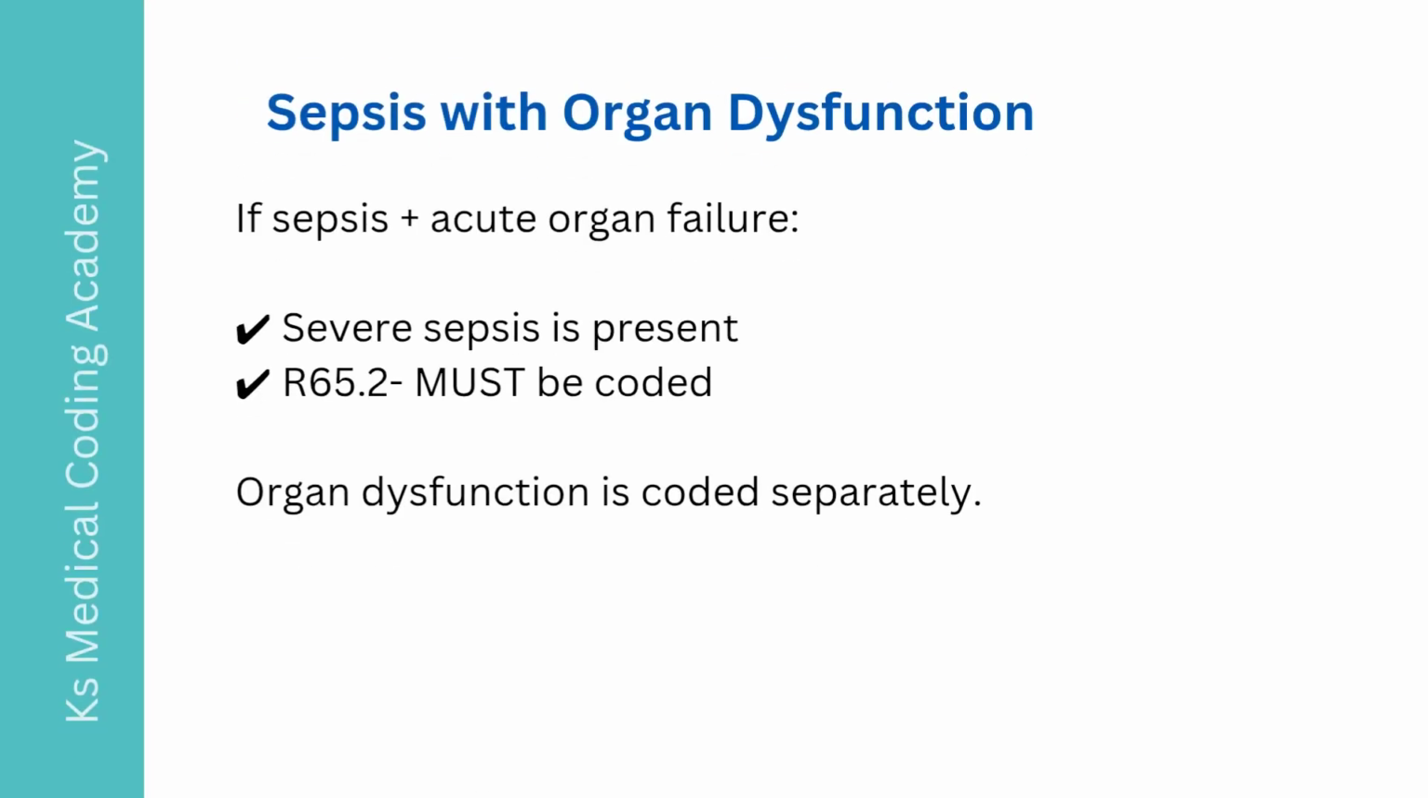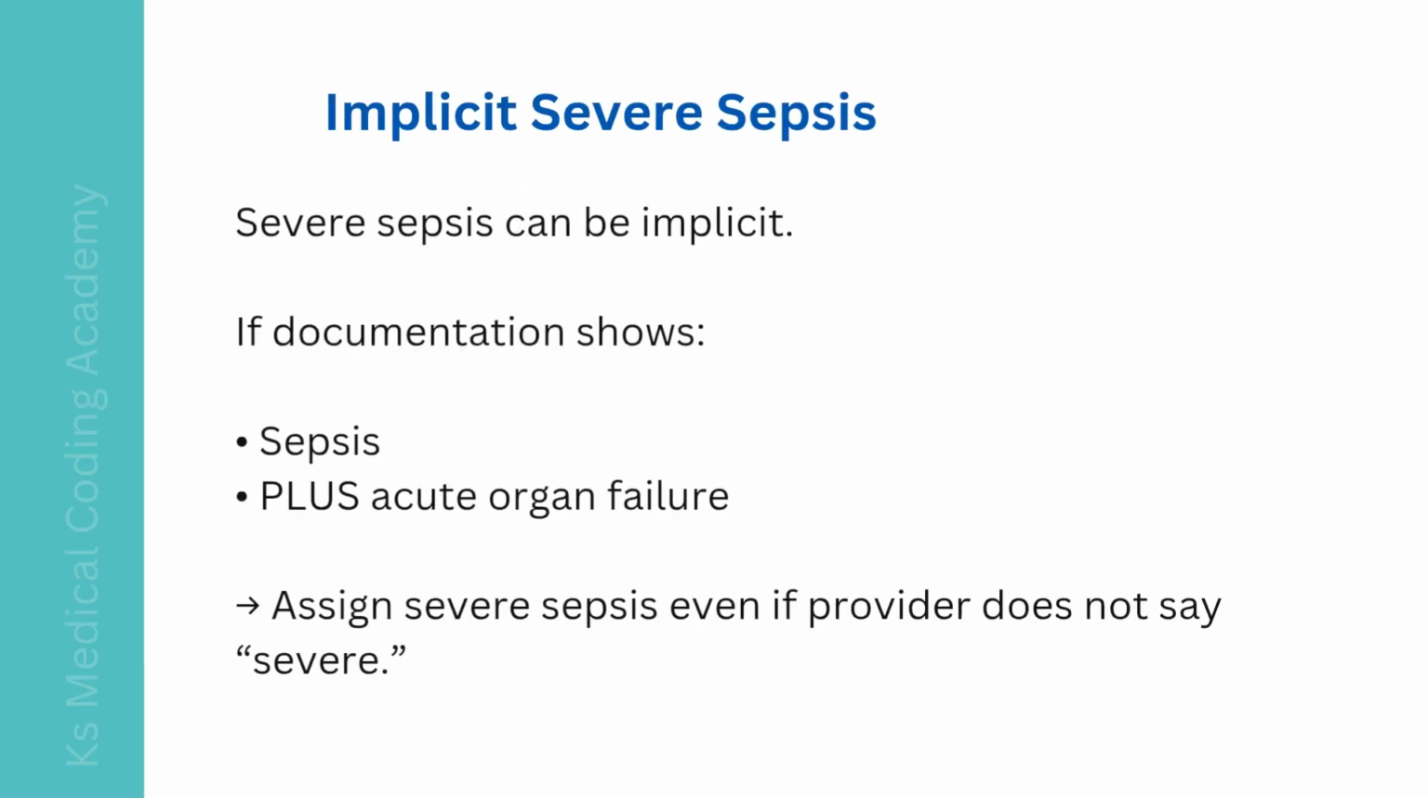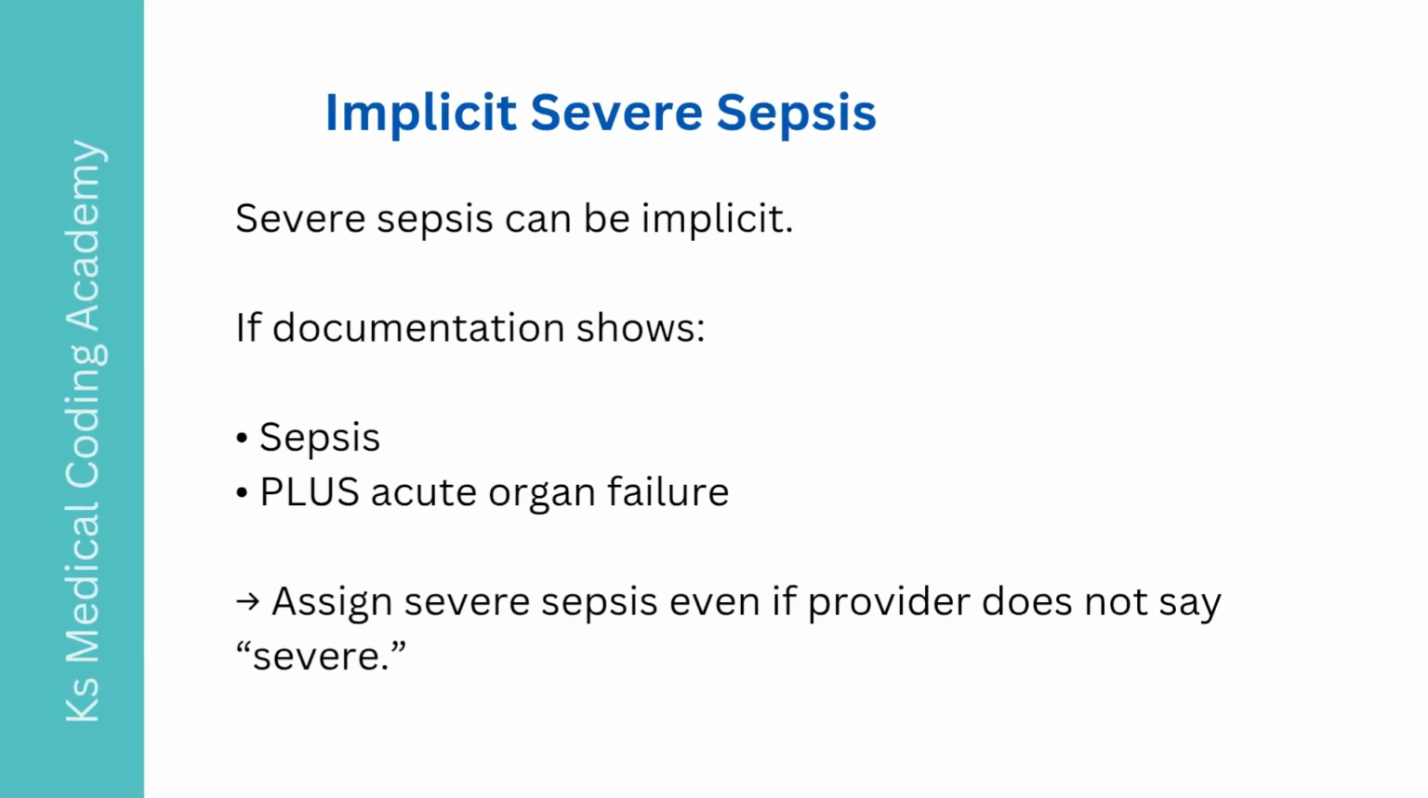Sepsis with organ dysfunction. When sepsis is accompanied by acute organ failure, severe sepsis is present. A code from R65.2 is required, and the specific organ dysfunction must be coded separately. Implicit severe sepsis. Severe sepsis does not have to be explicitly stated by the provider. If documentation shows sepsis plus acute organ failure, severe sepsis is implied, and R65.2 must be assigned.